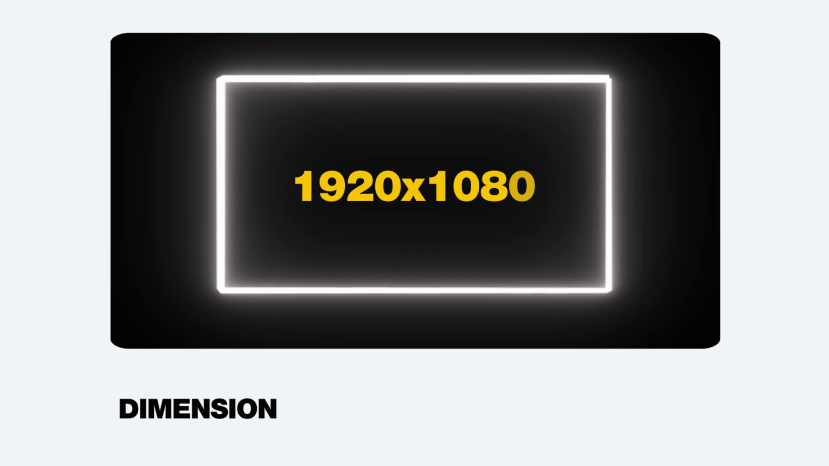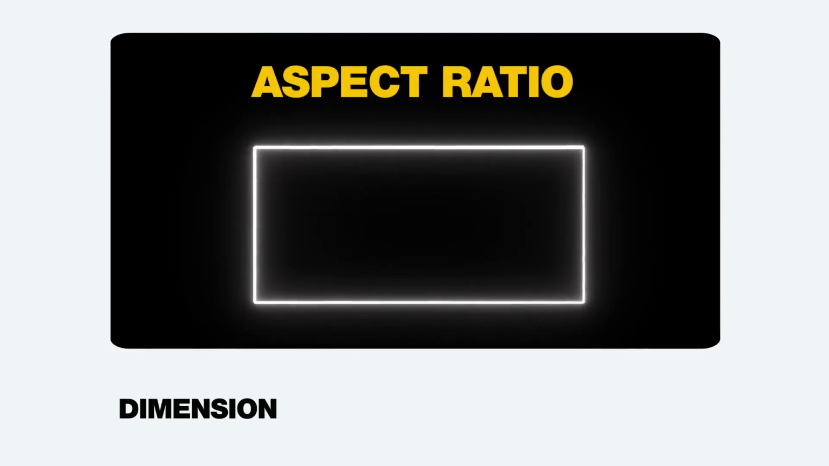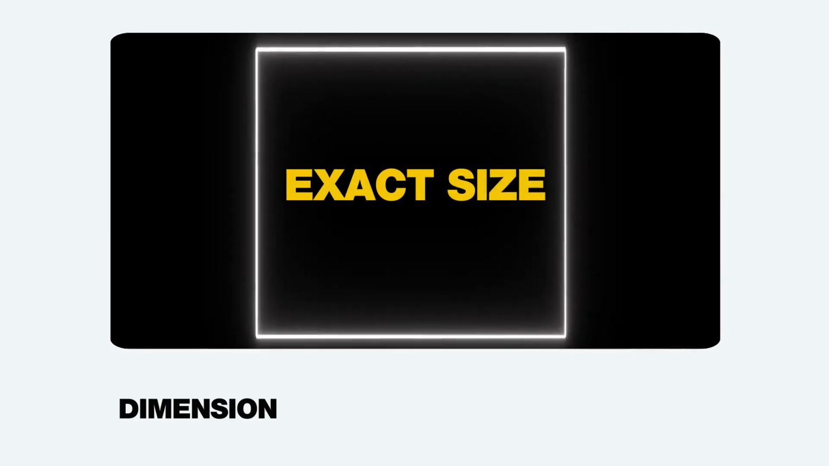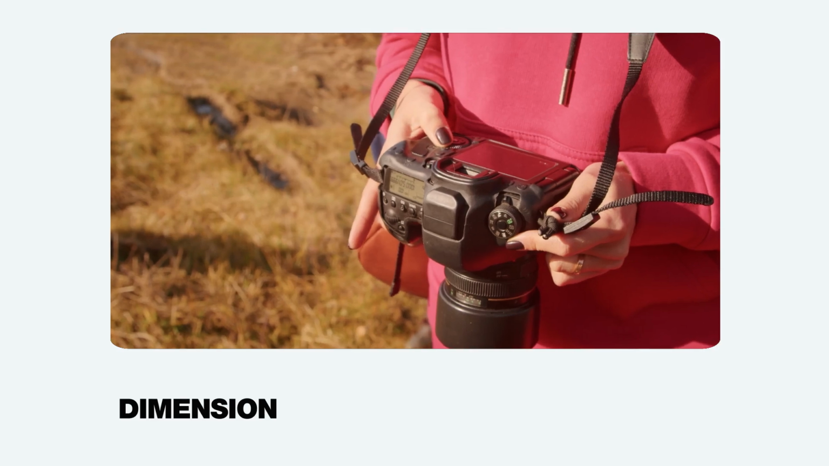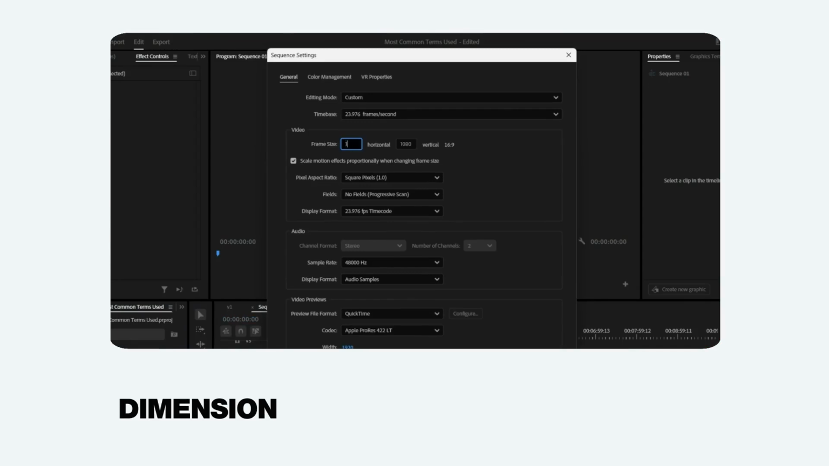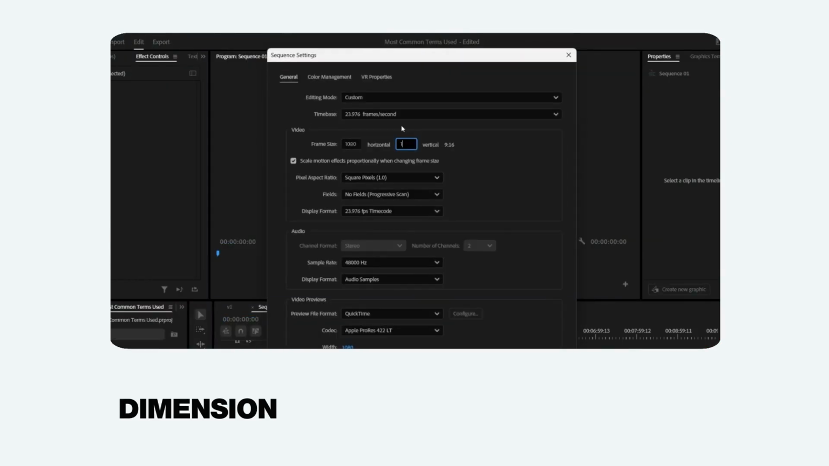Dimension refers to the actual width and height of your video, measured in pixels like 1920 by 1080 or 1496 by 2160. It's kind of like aspect ratio's cousin. While aspect ratio is about the shape, say vertical for YouTube Shorts and TikTok, square for Instagram, dimensions are the exact size of your video frame. You can set your dimensions when you're filming through your camera or adjust them later in editing, especially if you're cropping or resizing for different platforms.